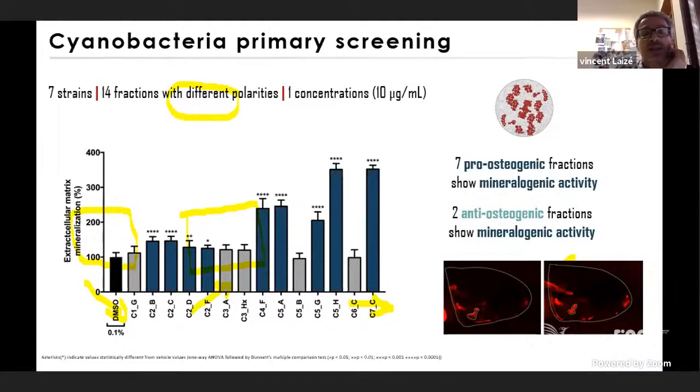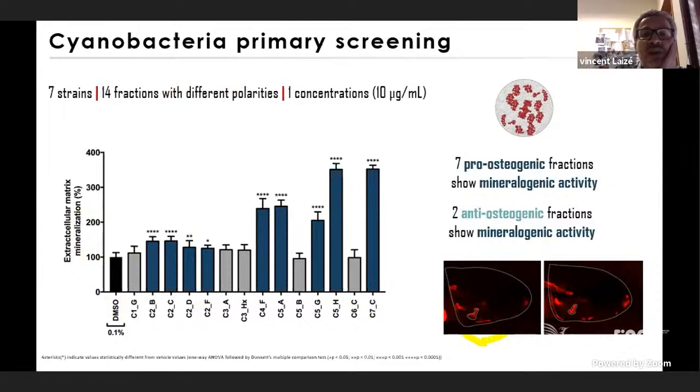So when we tested this extract in the cells, we got what? We got 7 extracts that had a pro-mineralogenic effect in the cells, okay? And it was also shown to have pro-osteogenic effect in the operculum. Interestingly, we got 2 extracts that were shown to have anti-osteogenic effect in the operculum, and you can see it here.